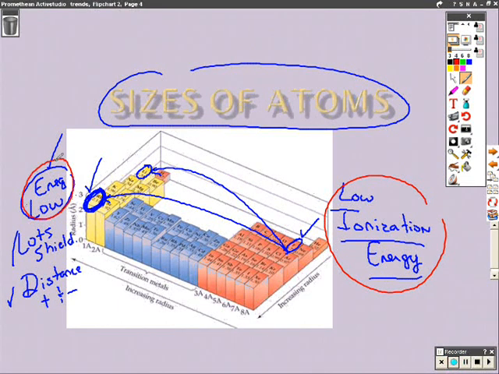How come? Because if I have a lousy hold of my nucleus on my valence electrons, then it's going to be really easy, or not a lot of energy is going to have to go in, to take an electron away. Okay?